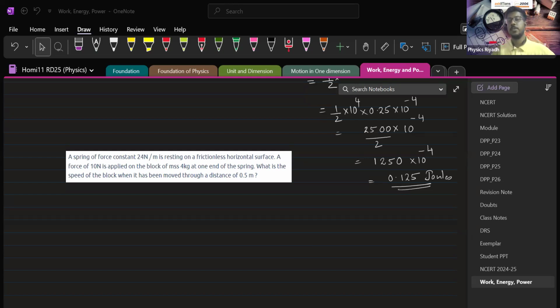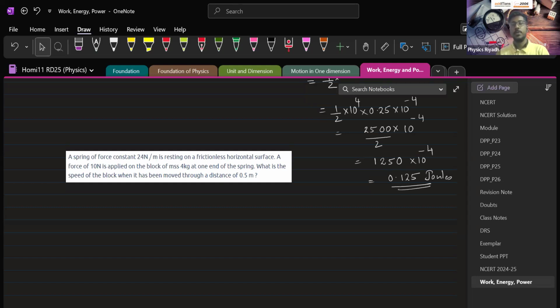Yes, so how do we solve it? The question says spring is given with spring constant 24 Newton per meter. It is resting on a frictionless horizontal surface. A force of 10 Newton is applied on the block of mass 4 kilogram at one end of the spring. What is the speed of the block when it has been moved through a distance of 0.5 meter?